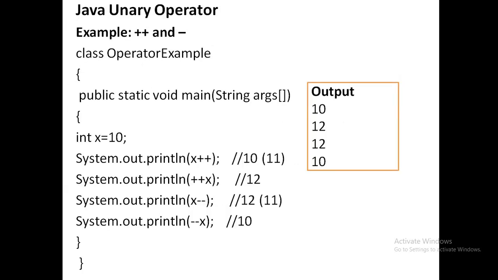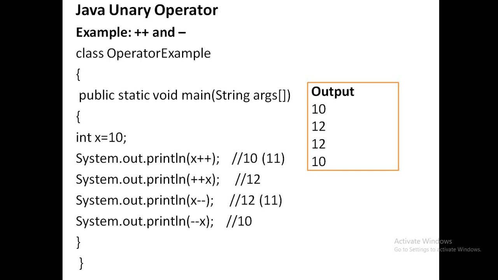Java unary operator. Example, increment as well as decrement. In this example program, we shall see how pre-incrementing, post-incrementing as well as post and pre-decrementing are being carried out on a single variable which is declared and initialized with an integer value. So here x is declared as an integer data type variable which can store integer values, and here it is initialized with the value 10.